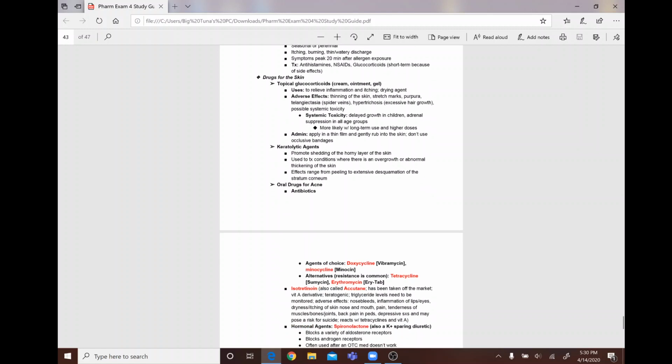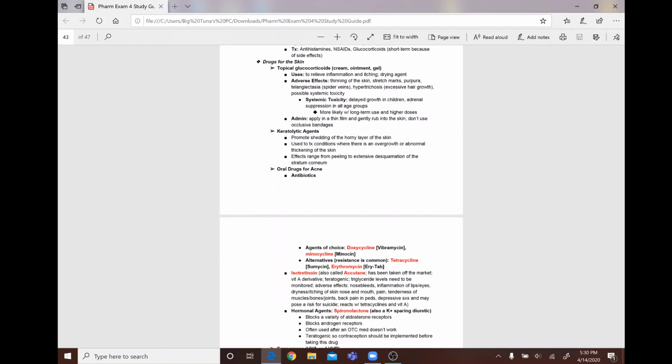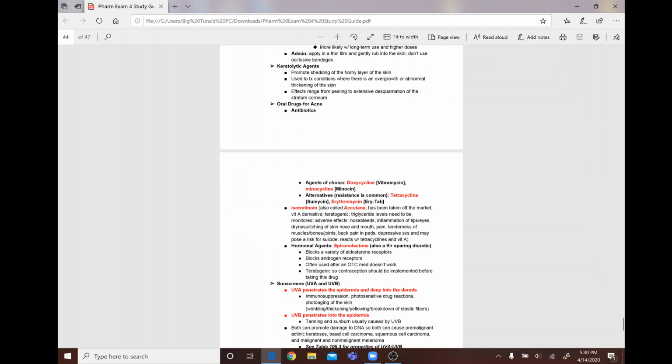All right, what is the mechanism of action of keratolytic agents? Promote shedding of the horny layer of the skin. What are keratolytic agents used for? Treat conditions when there is an overgrowth or abnormal thickening of the skin, so the effects range from peeling to extensive desquamation of stratum corneum.